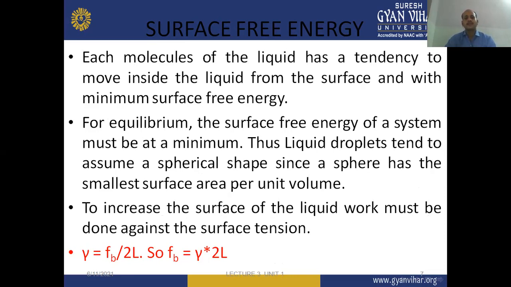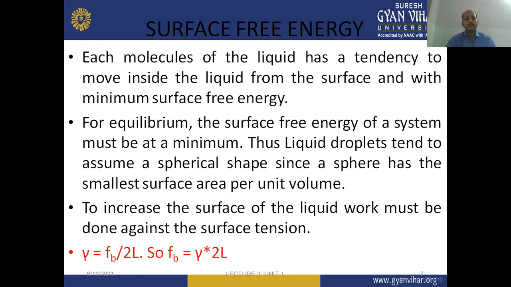So each molecule of the liquid has a tendency to move inside the liquid, or into the bulk of the liquid, from the surface, with the minimum surface free energy. So at equilibrium, the surface free energy of a system must be at a minimum level. Liquid droplets tend to assume a spherical shape since a sphere has the smallest surface area per unit volume. So if the question is asked why liquid droplets tend to assume a spherical shape, it is because a sphere has the smallest surface area per unit volume.